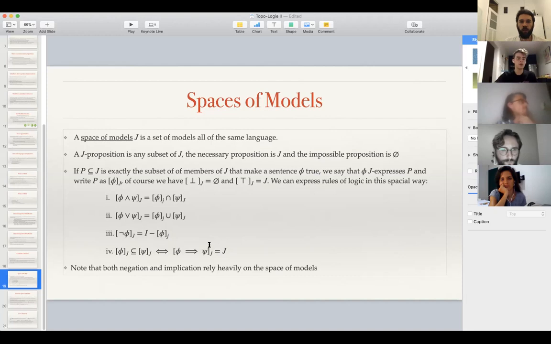Are we in Olivia Caramello's territory? Sorry, yeah. Are we in Olivia Caramello's territory? Because, yeah, so this is just general model theory, but yeah, why?